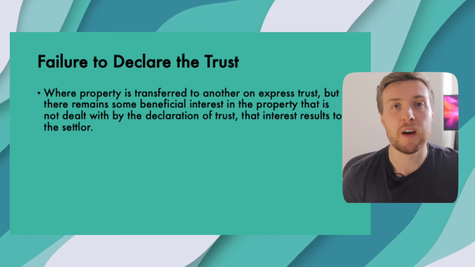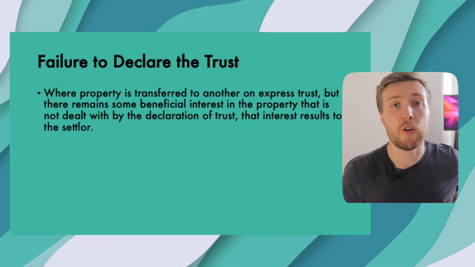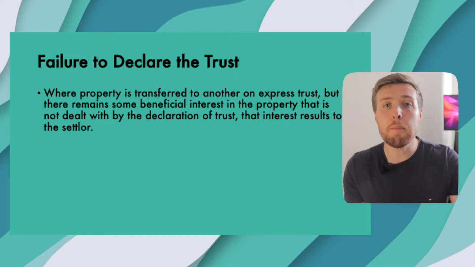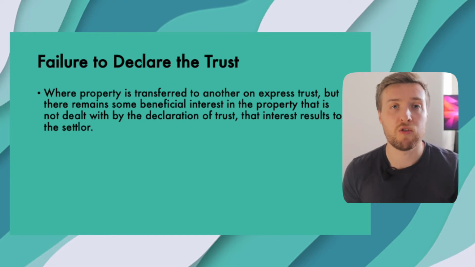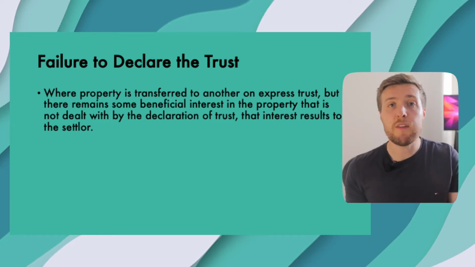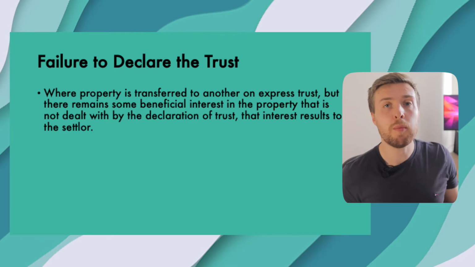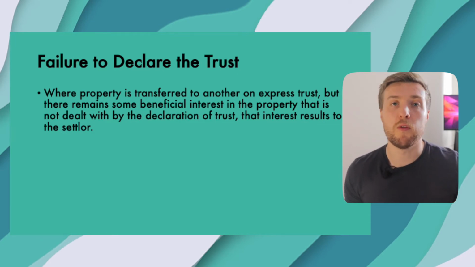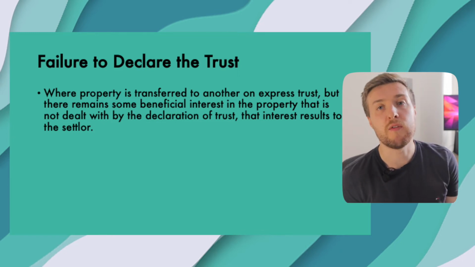Okay, let's move on now to failure to declare the trust. So, where property is transferred to another on express trust, but there remains some beneficial interest in the property that is not dealt with by the declaration of trust, that interest results to the settlor. So if you transfer property on express trust but don't say to whom the beneficiary is, then the property is held on resulting trust for the settlor. This is something that Lord Upjohn makes pretty clear in the Vanderbilt case.